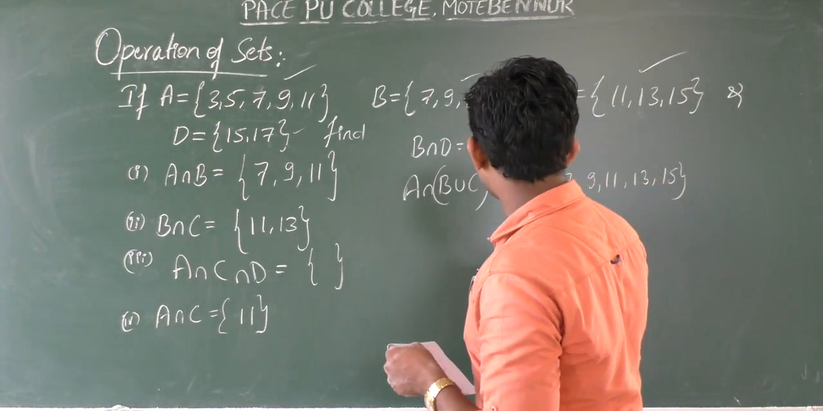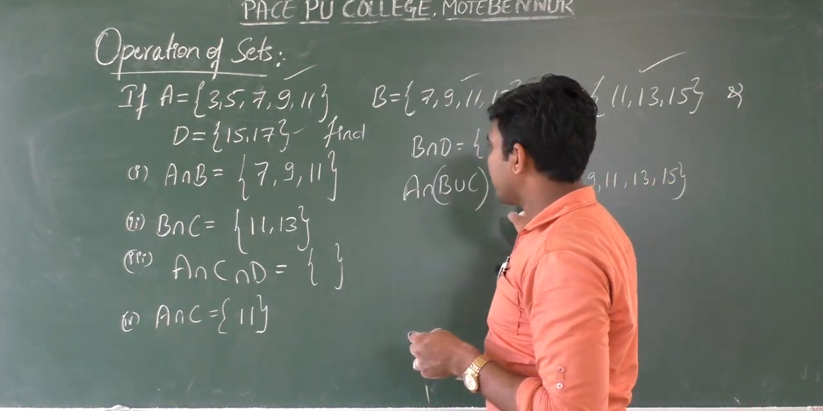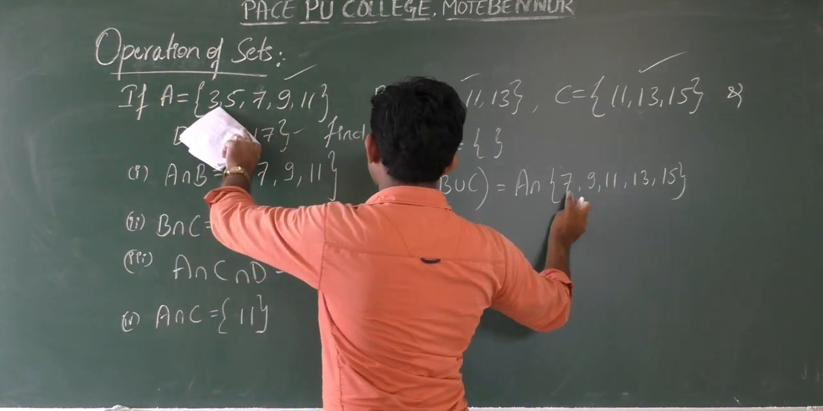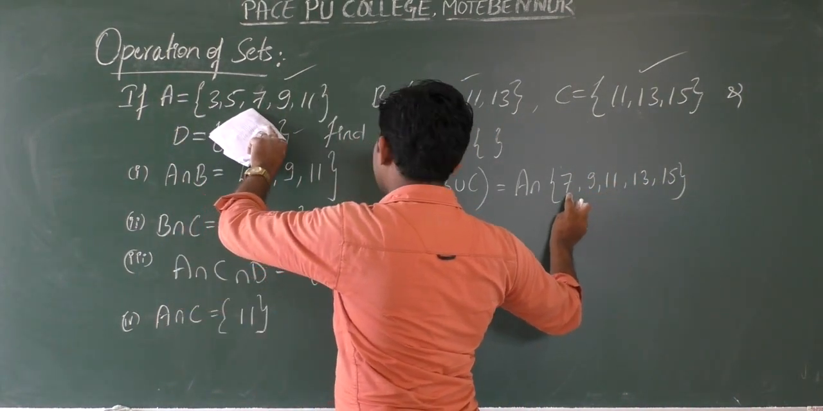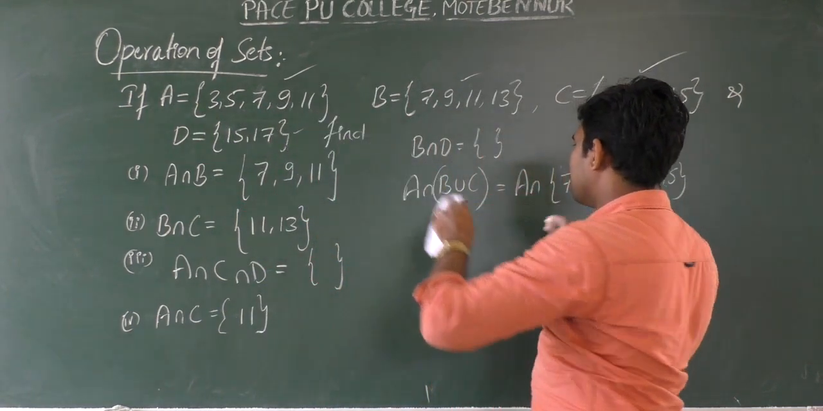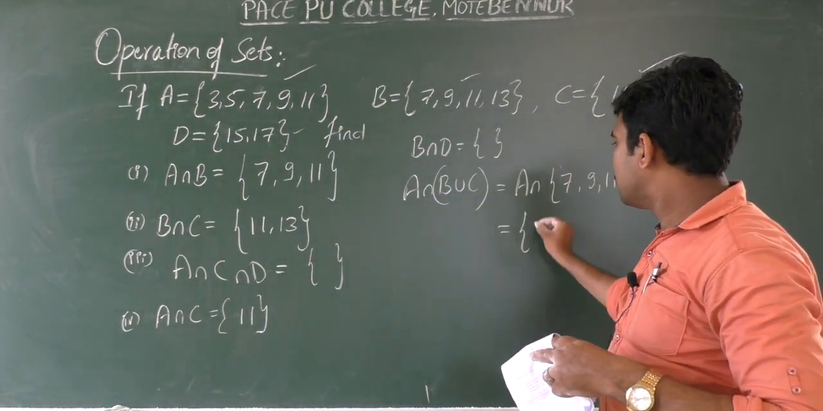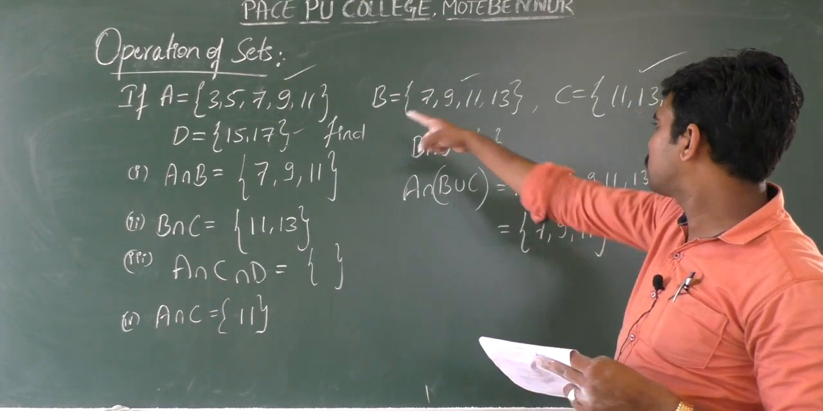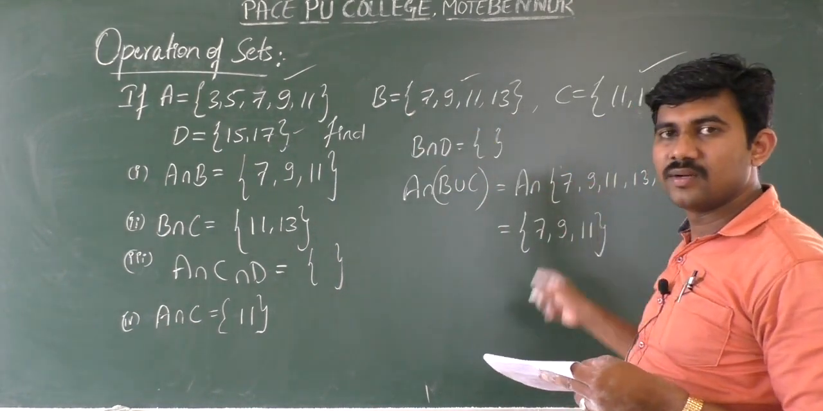Now what is A intersection of this set? What is common in A and this set? 3 is not there, 5 is not there, but 7 is there, 9 is common, 11 is common. So you can observe here 7, 9 and 11 are common in both A and this set.